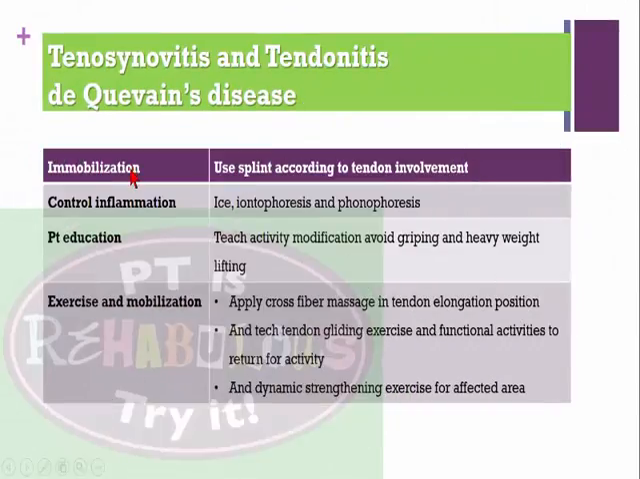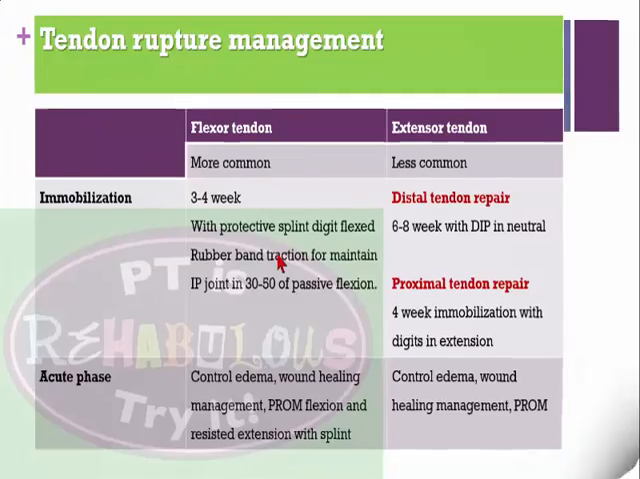So let's learn physiotherapeutic management. Immobilization: use a splint according to the tendon involvement. To control inflammation, apply iontophoresis, phonophoresis or ice. Patient education: teach activity modification, for example avoid gripping and heavy weight lifting. Exercise and mobilization: apply cross fiber massage in tendon elongation position, and teach tendon gliding exercise, functional activities to return to activity, and dynamic strengthening exercise for the affected area.